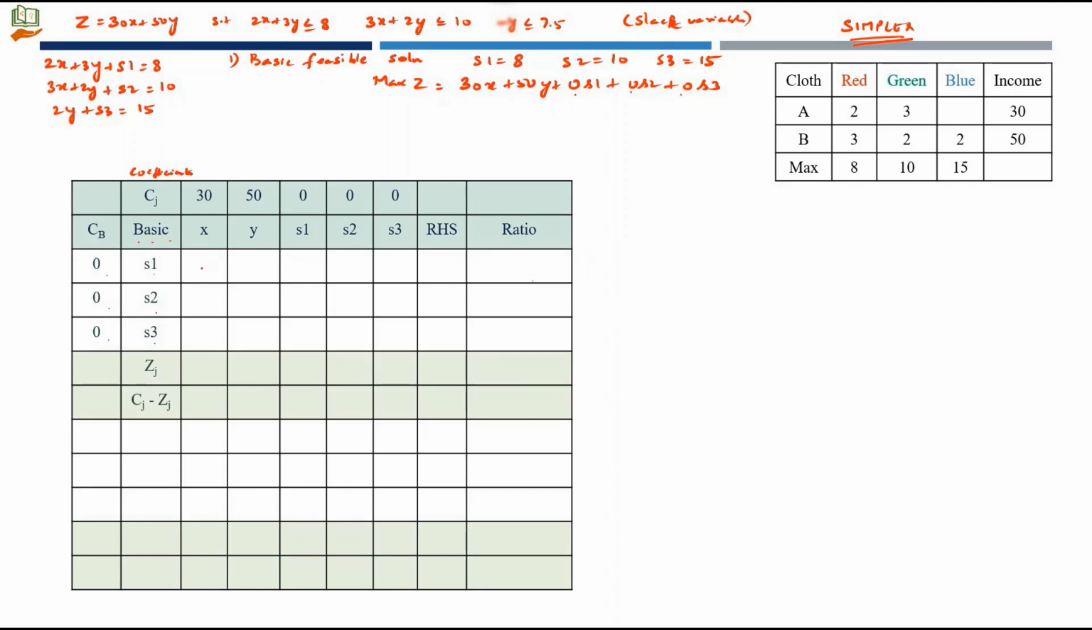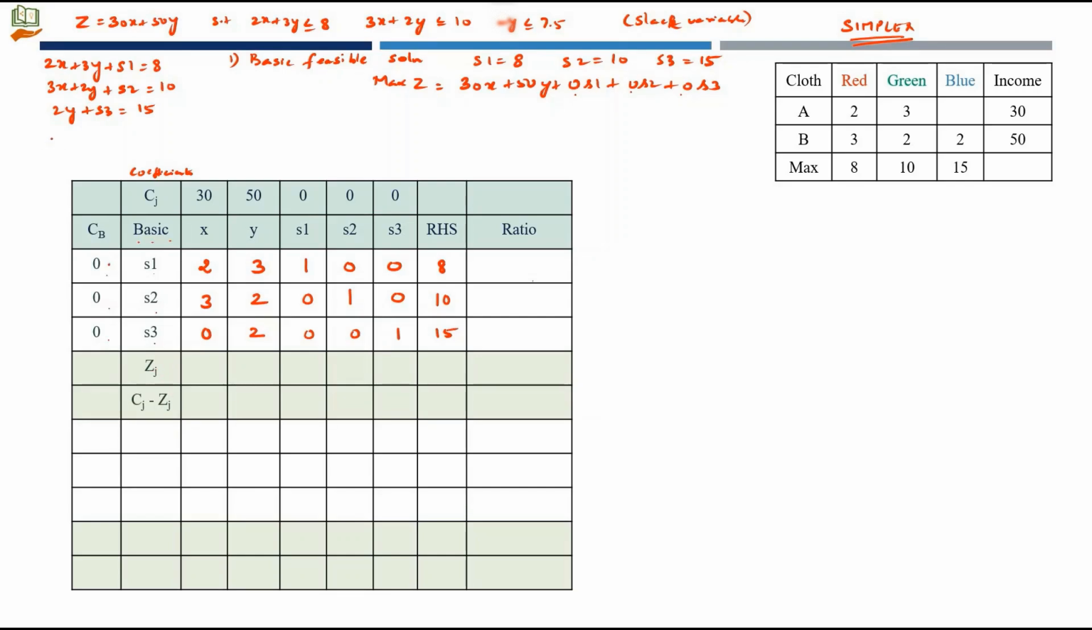The first equation has to be taken. 2x, 3y, s1 is just s1, so it is 1 into s1. You don't have s2 and s3 in the first constraint, so let's add 0 here. What is the right hand side? It is 8. What about the second constraint? 3x plus 2y. And you should have 1 under S2, S1 and S3 will be 0 and the right hand side is 10. Take the third constraint, 2y plus S3. X is 0, y is 2, S3 is 1. S1 and S2 are also 0. The right hand side is 15. We have to calculate Zj.